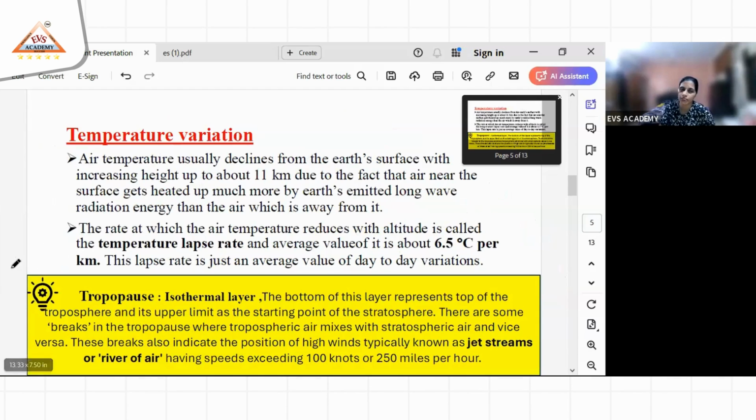Now this is the temperature variation. First of all, we will see how the height varies in the troposphere. Second is the chemical composition of the atmosphere, and third one is the temperature variation.